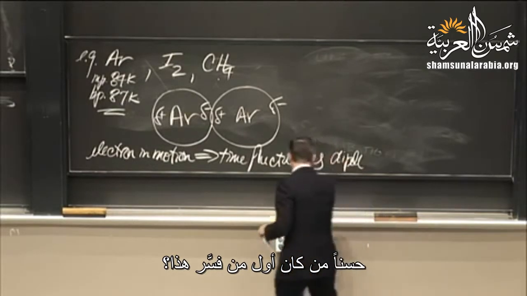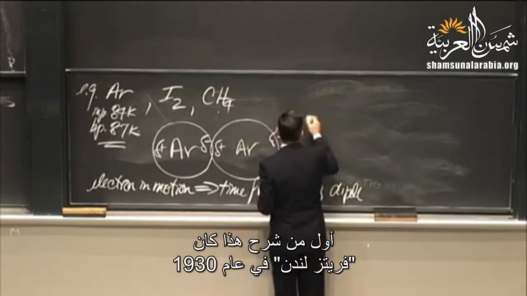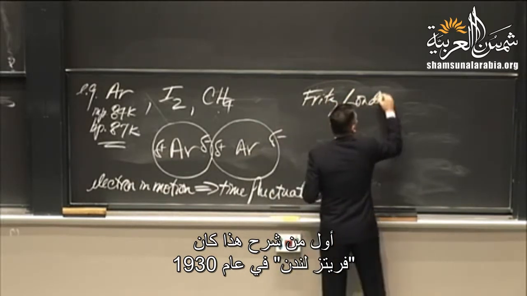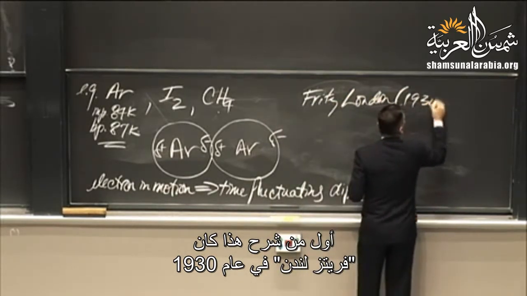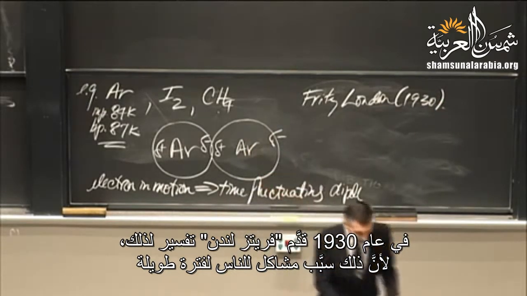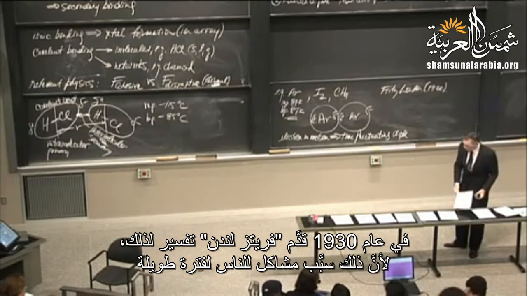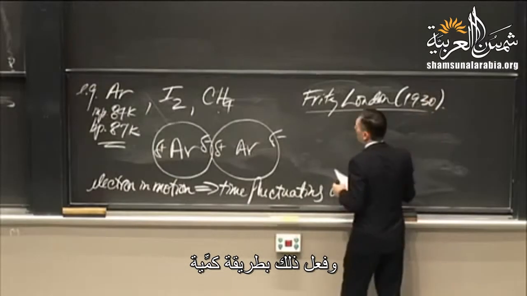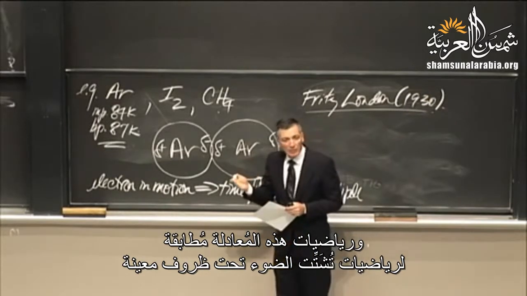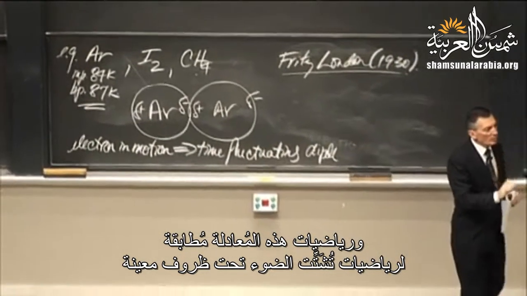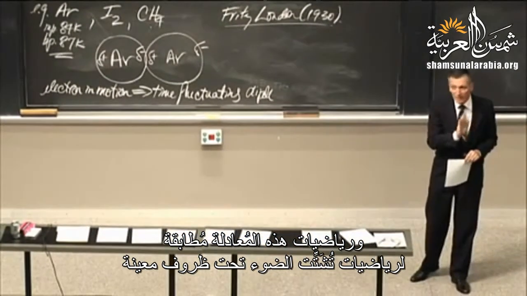So, who was the first to explain this? The first to explain this was Fritz London in 1930. In 1930, Fritz London gave us the explanation, because this troubled people for a long time. And he did so in a quantitative manner, and the mathematics of the treatment are identical to the mathematics for the dispersion of light under certain conditions.